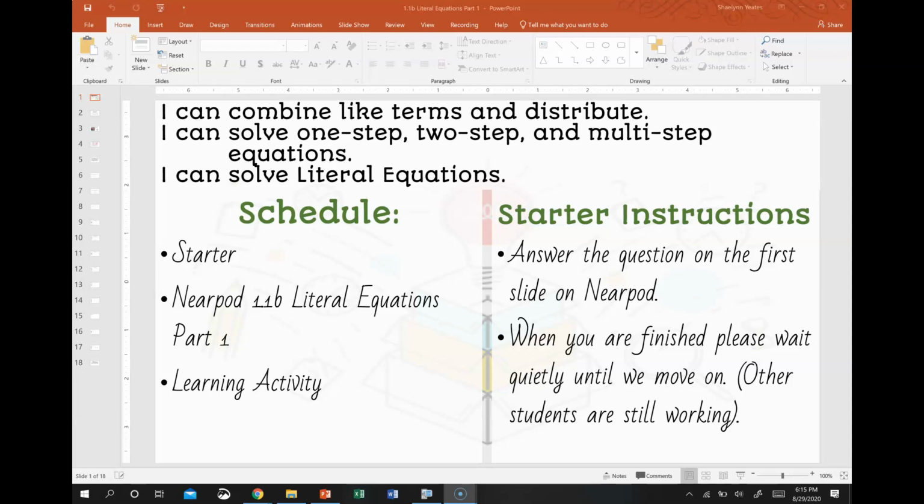All right, so what we're doing today is we are going to be solving literal equations. What this means is that there is more than one variable, but we are only solving for one, which is kind of fun. All right, so we're still doing the one-, two-step, multi-step equations. It's exactly the same as what we've been doing, but now we're solving a literal equation.